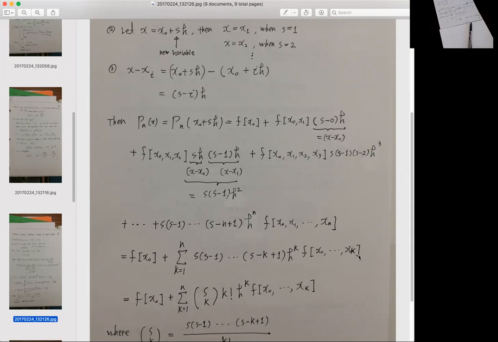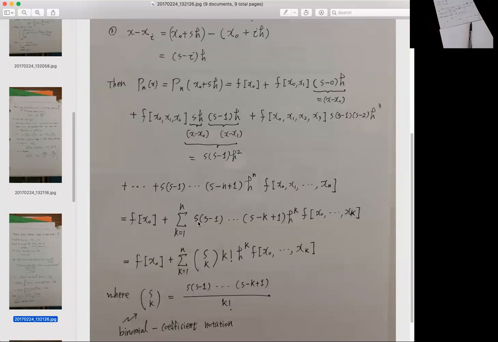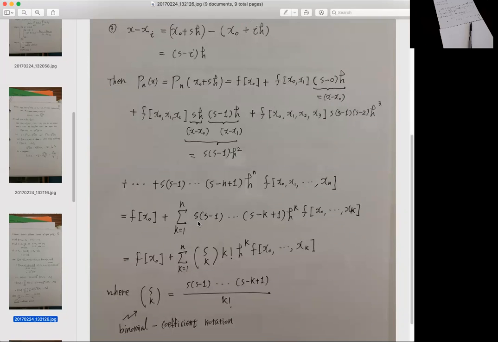Okay, now then, see the s times s minus 1 through s minus k plus 1, that's actually what? The combination of k out of s, right? So that's this, with k factorial. I mean, we could express the s times s minus 1 through s minus k plus 1 in terms of the combination and factorial.